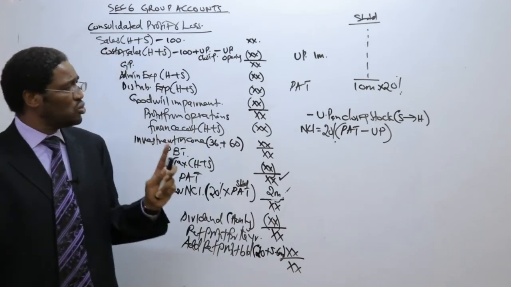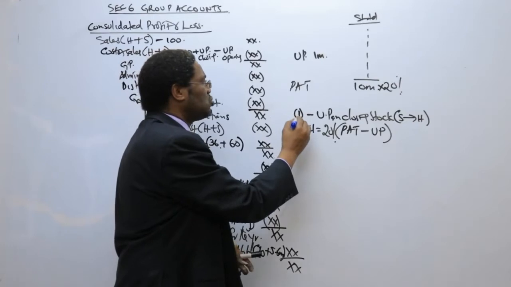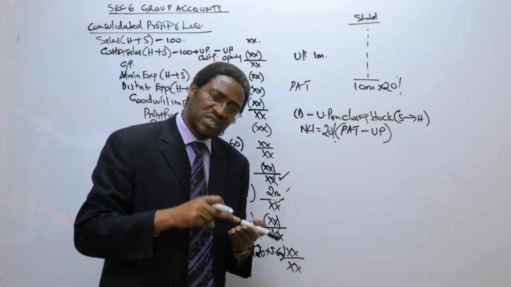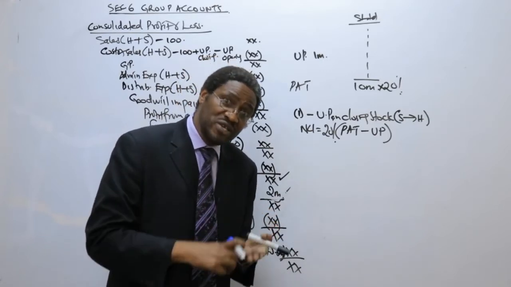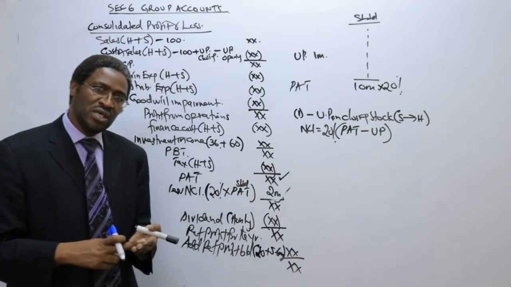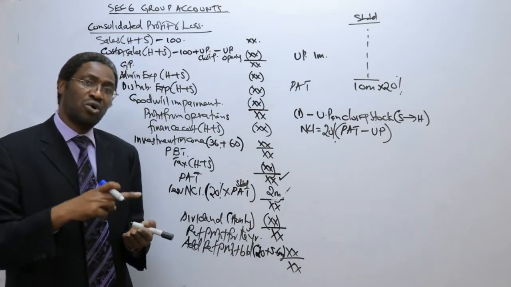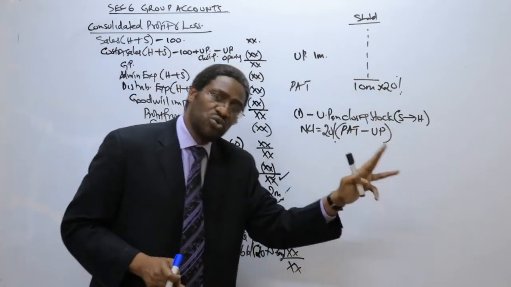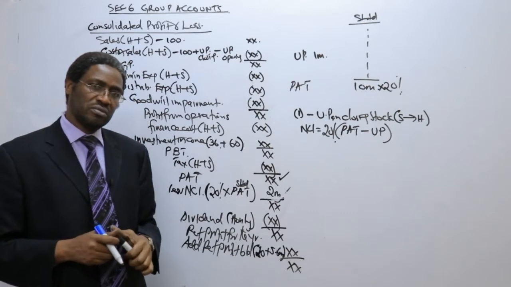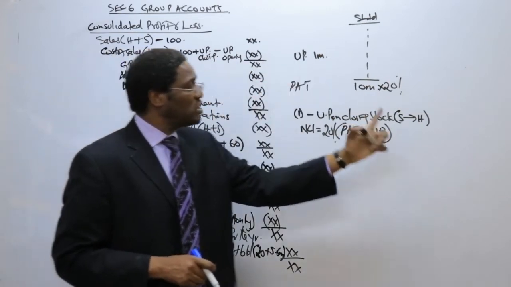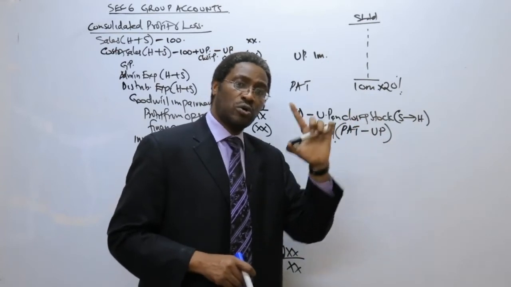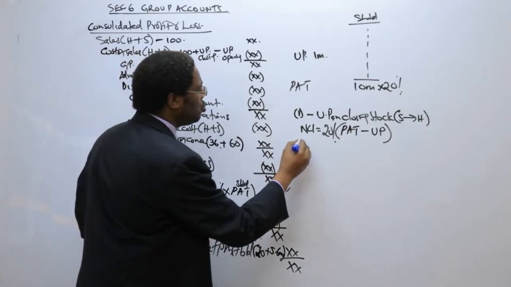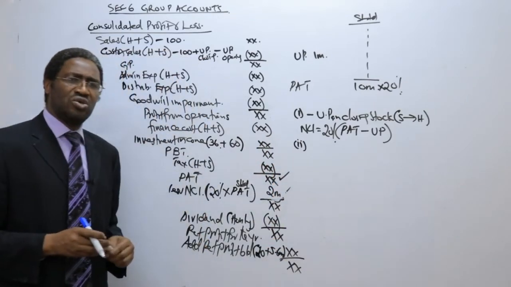So I've explained to you one of the things that sometimes make you not just take 20% of the profit after tax of that subsidiary company. That is unrealized profit on closing stock, and only where it is the subsidiary company that sold the goods to the holding company, and that by the end of the year, the holding company has not sold either all or part of those goods.